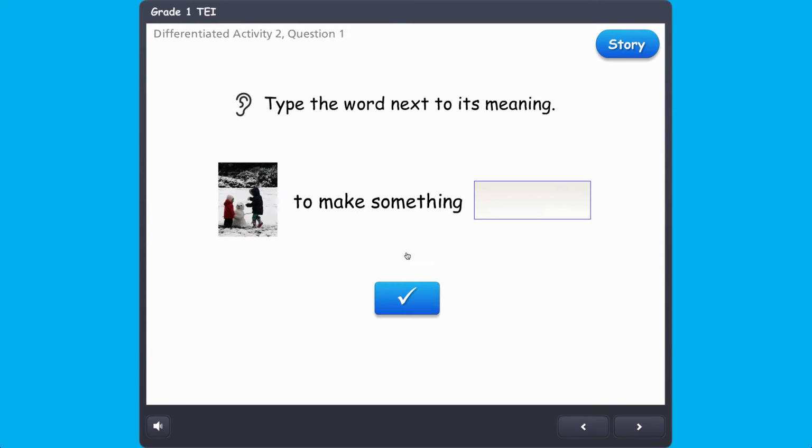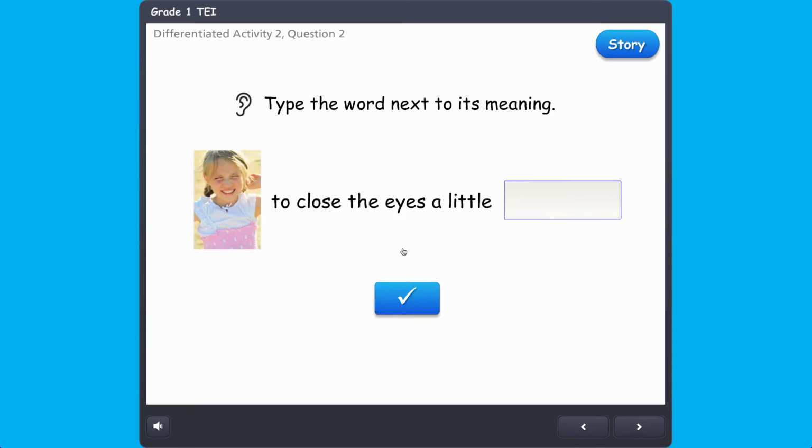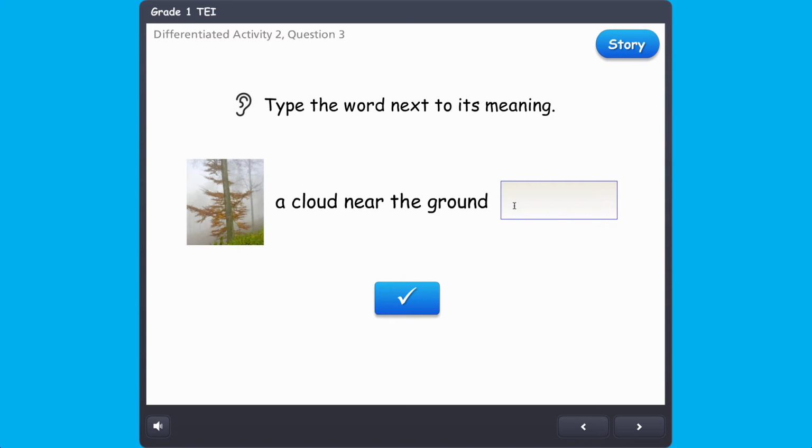In differentiated activity 2, there are 3 questions, 1 for each of the keywords. Students are asked to type the word next to its meaning. Of course, this is a greater level of challenge than differentiated activity 1 presented, which was the drag and drop activity.